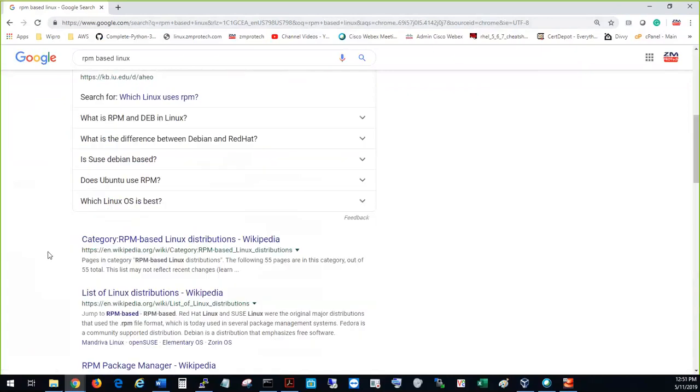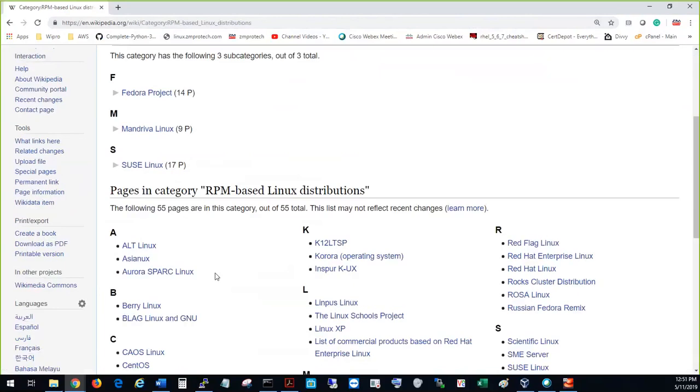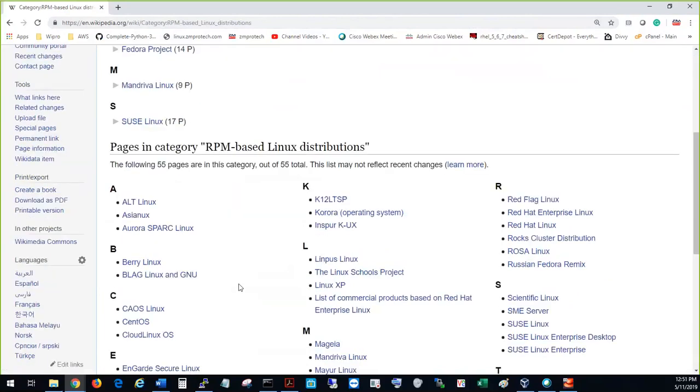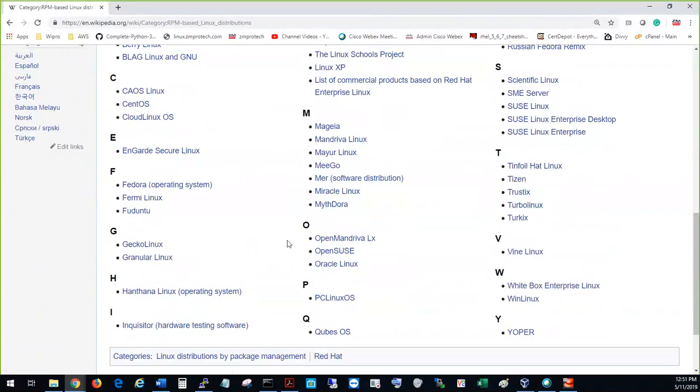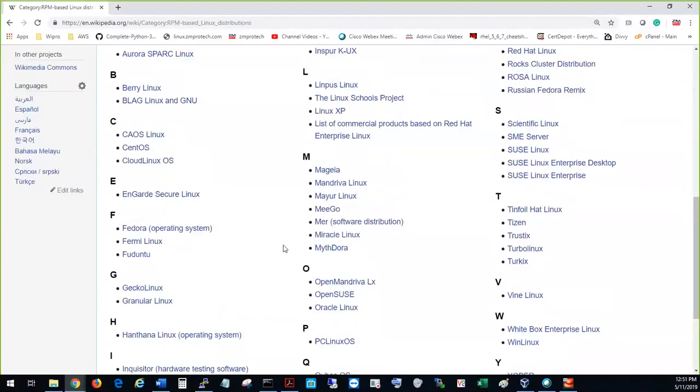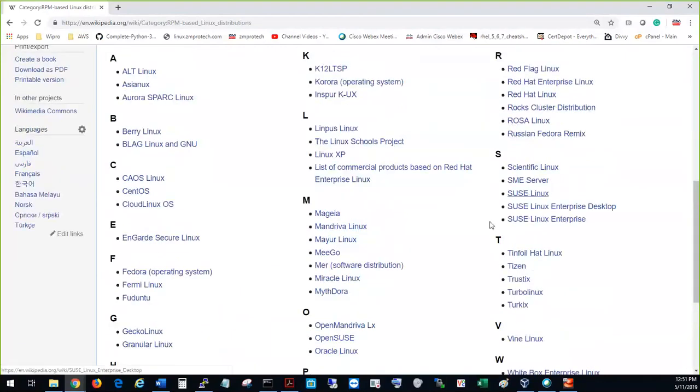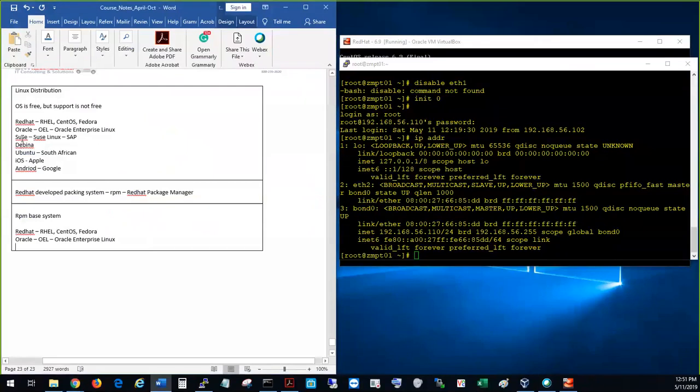What is RPM? Oh, okay. All these are Linux guys. I don't even know all these here. You could pick up your own Linux code, and then you could develop your own operating system here. Okay, so I was surprised SUSE is using RPM based. CentOS and all that here. SUSE, Debian.